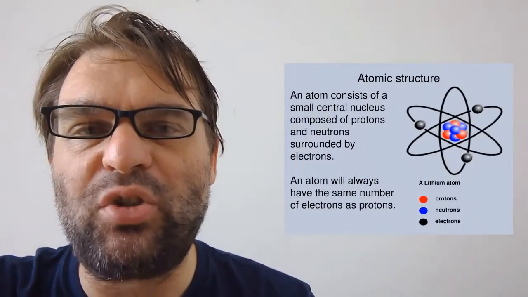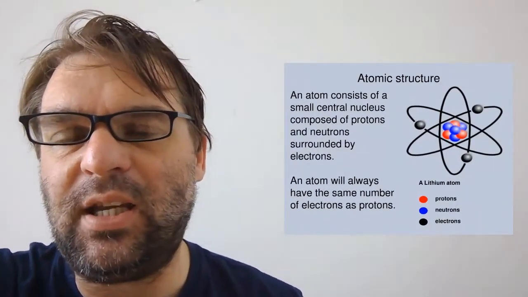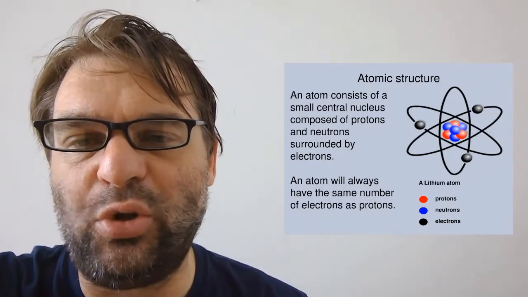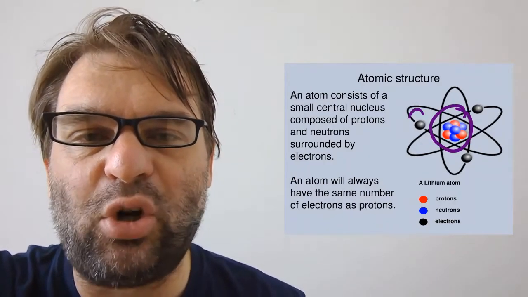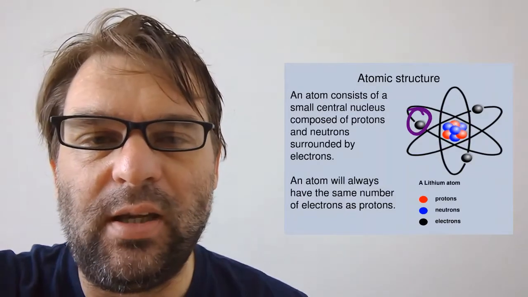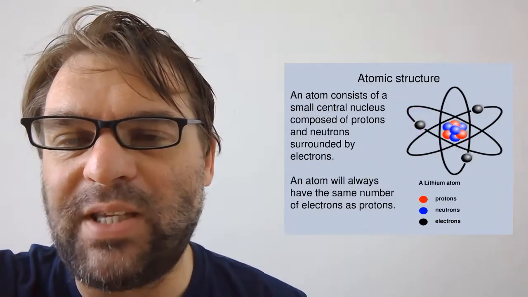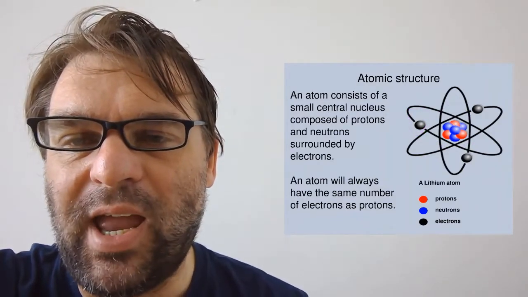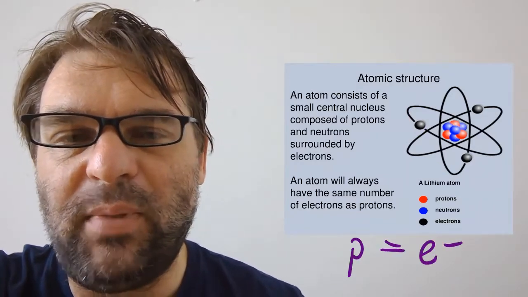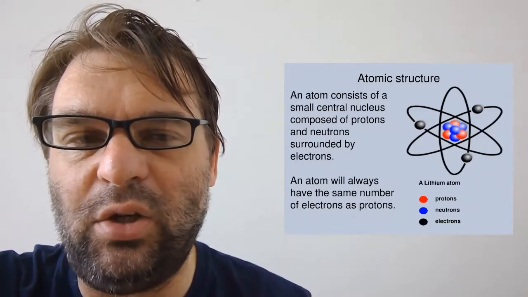So in terms of atomic structure, the atom consists of protons and neutrons in the nucleus and electrons which orbit the nucleus. An atom will always have the same number of electrons as it does protons because the atom is electrically neutral.